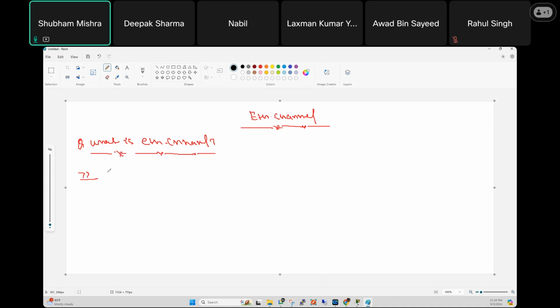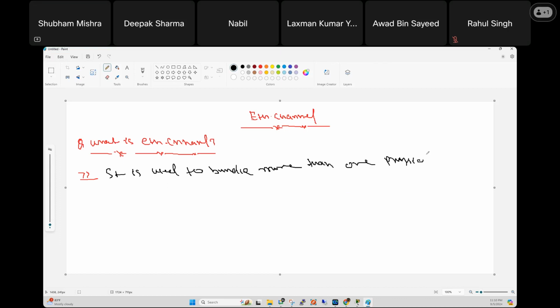It is used to bundle more than one physical link into a single logical link. What did I write, guys? It is used to bundle more than one physical link into a logical link.